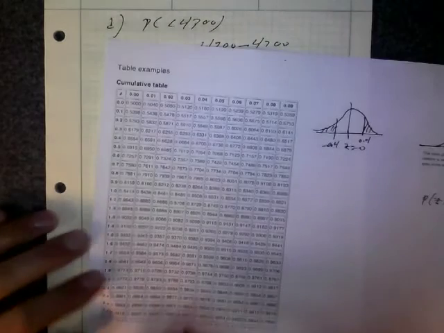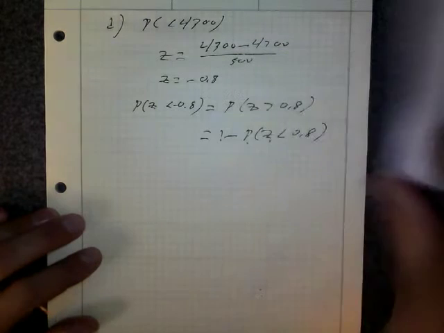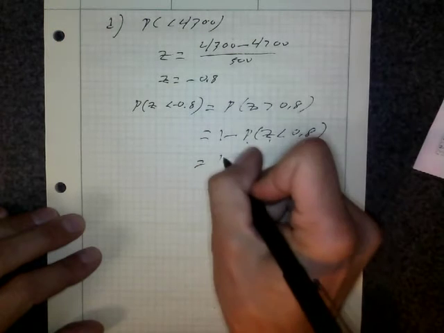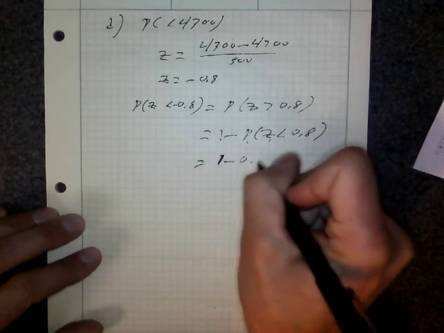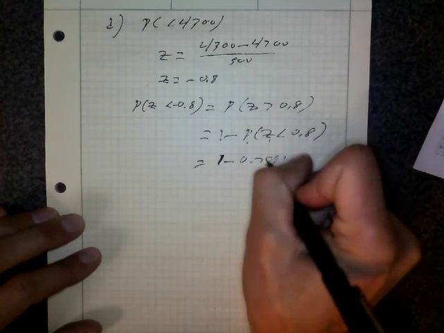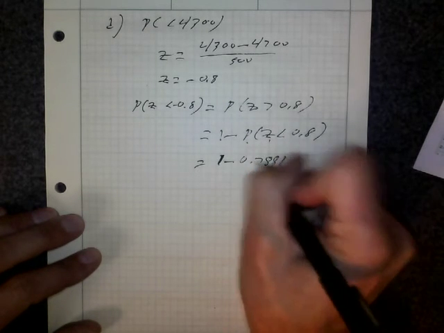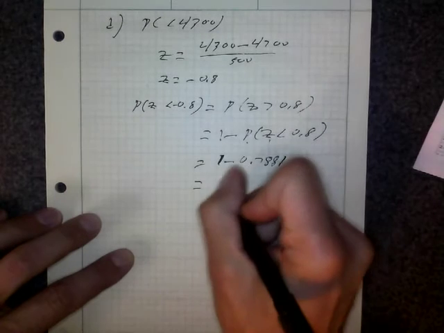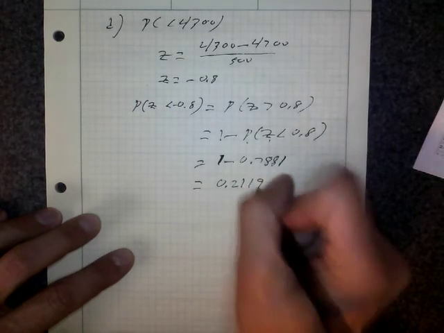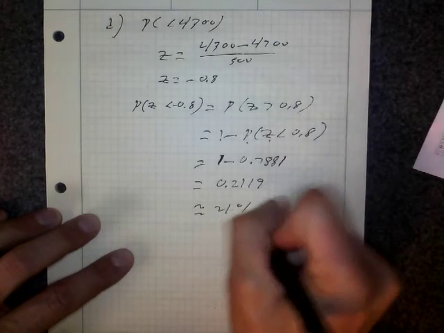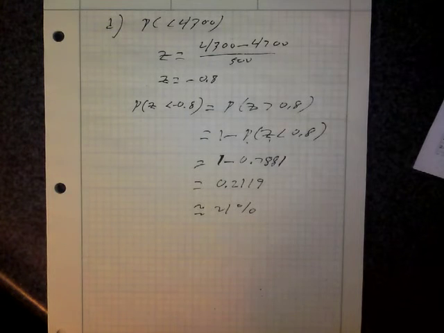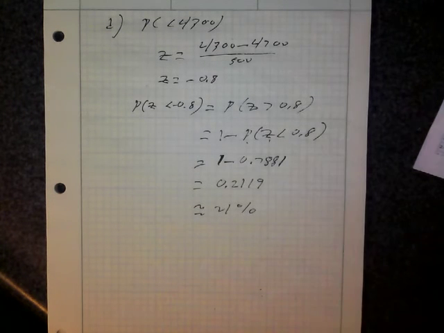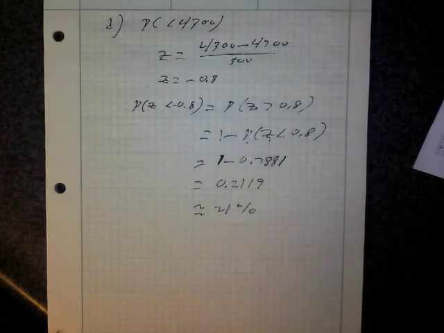So I'll just go ahead and look up the 0.8, which is 0.7881. 1 minus 0.7881, and if I compute that, I get 0.2119, or about 21%. So the chance of selling less than 4,300 oranges is about 21%. So that sort of completes this problem here, and just a bit of a rehash here.